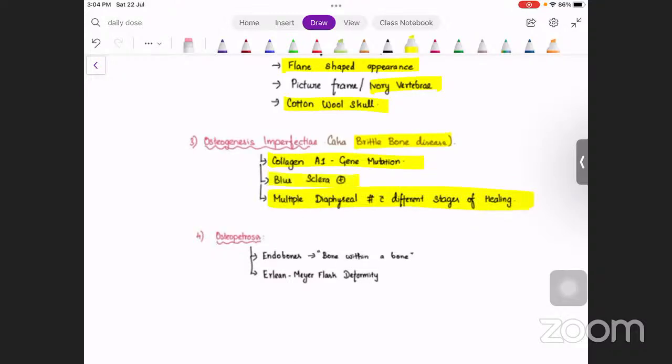It's a collagen defect, people. Osteogenesis imperfecta is a collagen disease where you may see blue sclera with multiple fractures.